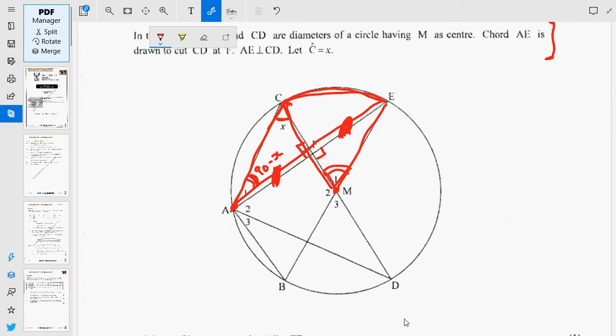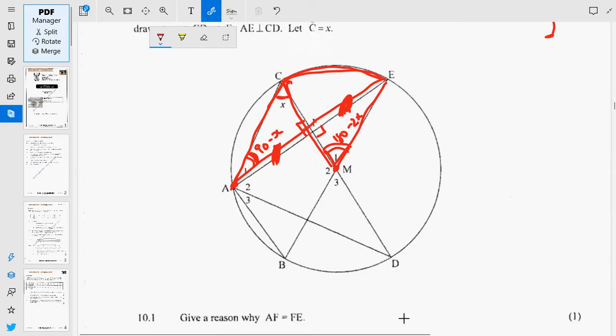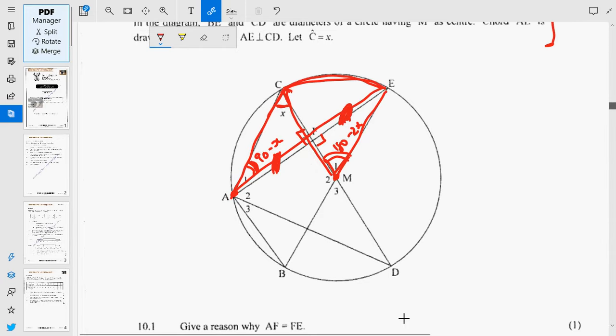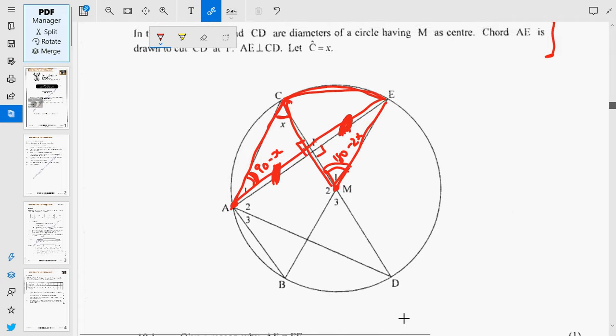Now, the angle at the center is twice the angle at the circumference. That means that this is 180 minus 2x. All right, so remember, I'm articulating this as in an exam. You'll have to write it down, so you're going to tell your examiner that M1 is 180 minus 2x.